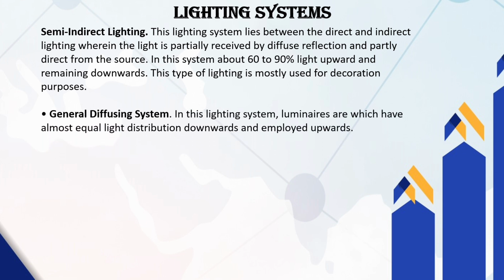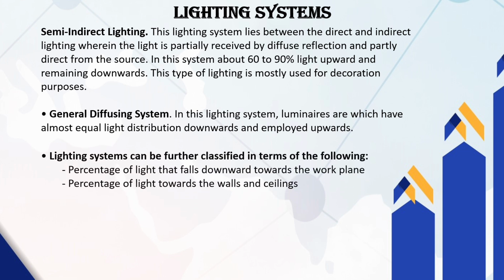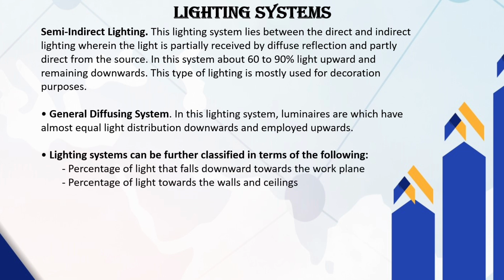General diffusing system. In this lighting system, luminaires are designed to distribute light almost equally in both downward and upward directions. These create a balanced and uniform illumination throughout the space, minimizing shadows and providing a comfortable environment. It is often used in areas like offices, classrooms, and public spaces where even lighting is essential for visibility and ambience.